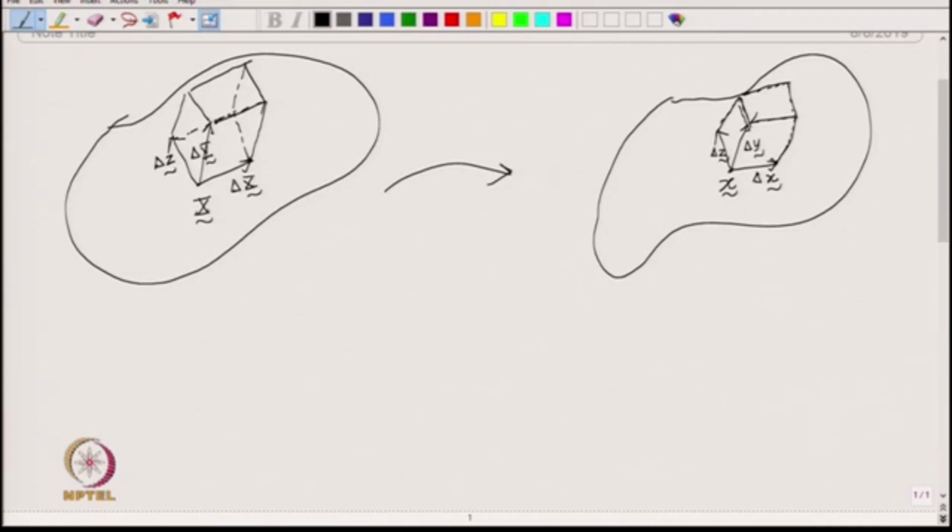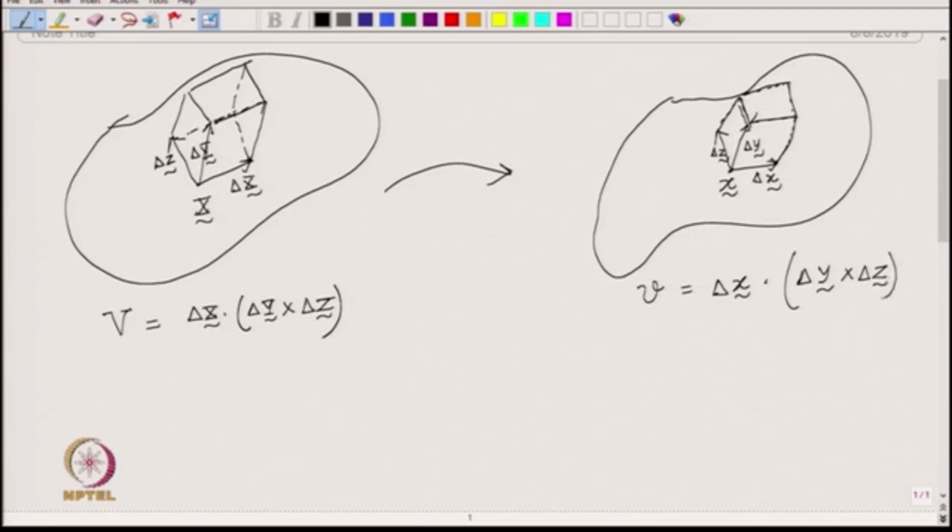So, what is the volume of this parallelepiped? If we know the three sides, then the volume simply turns out to be, let us say the undeformed volume is big V, the scalar triple product, which is delta x dot delta y cross product delta z. Volume is a scalar quantity, all right. And similarly, in the deformed configuration, the volume, let us denote it by small v, is delta little x dot with delta little y cross product delta little z. Okay.